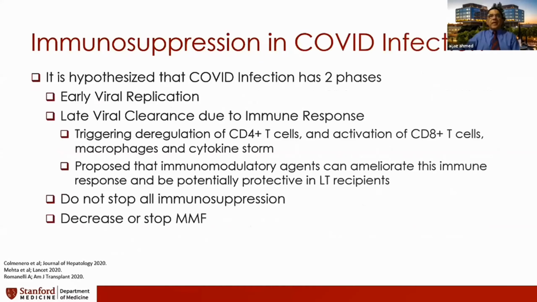Shifting gears, looking at immunosuppression in the setting of COVID-19 infection, this is all hypothesis. It is hypothesized that COVID-19 infection has two phases: early viral replication, and late viral clearance due to immune response, triggering deregulation of CD4 T cells and activation of CD8 T cells, macrophages, and a cytokine storm. The proposed mechanism is that immunomodulatory agents can ameliorate this immune response and be potentially protective in liver transplant recipients.